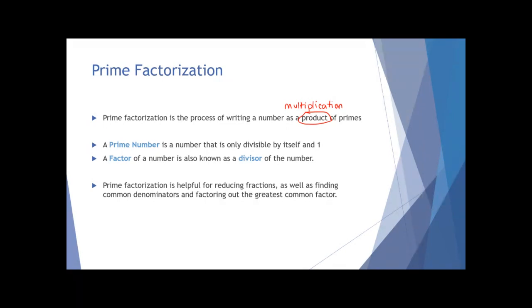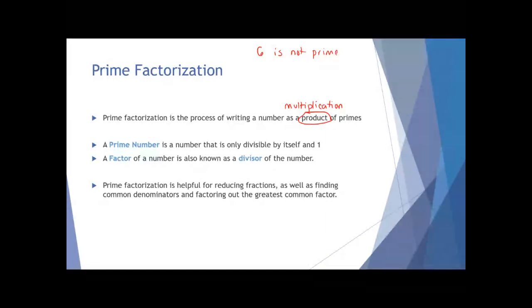So we're multiplying primes together, so we need to know what a prime number is. A prime number is a number that is only divisible by itself and 1. So divisible means that if you were to divide that number by something, you get a whole number. We call that divides evenly. So like if we take the number 6, so 6 is not prime.